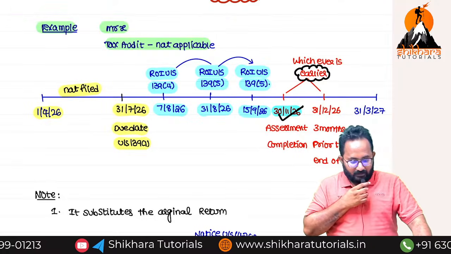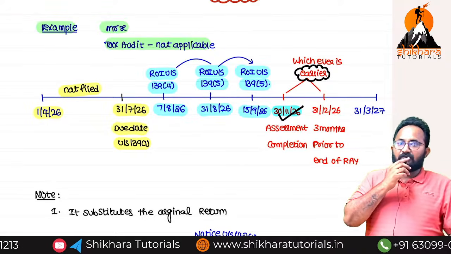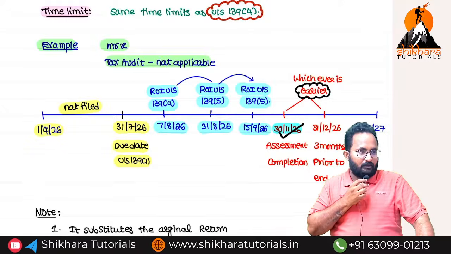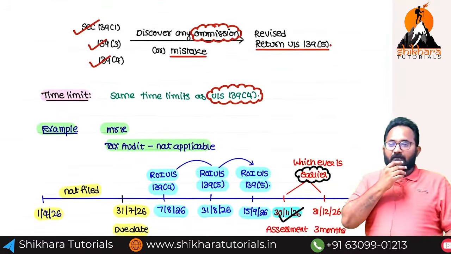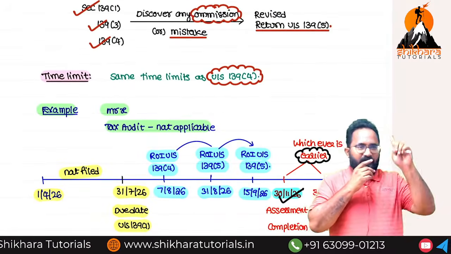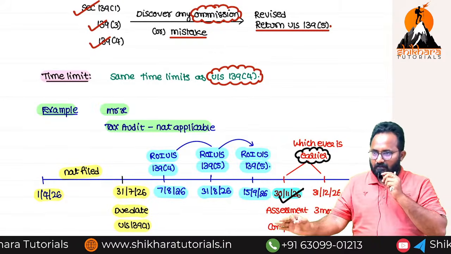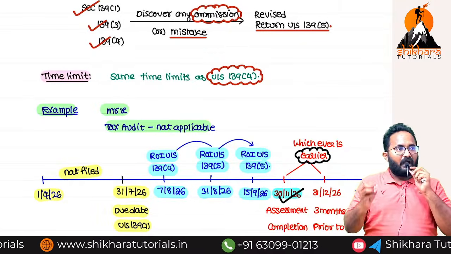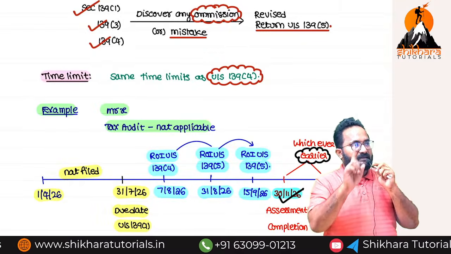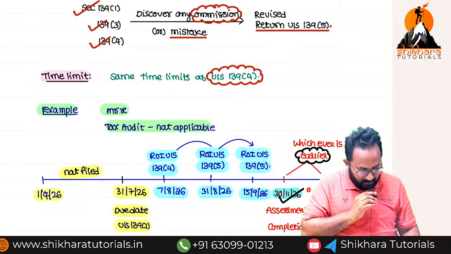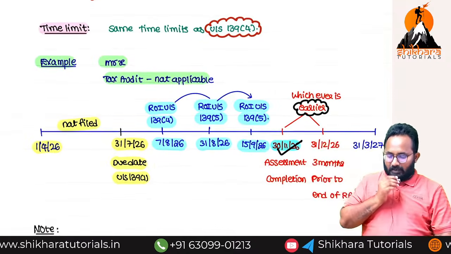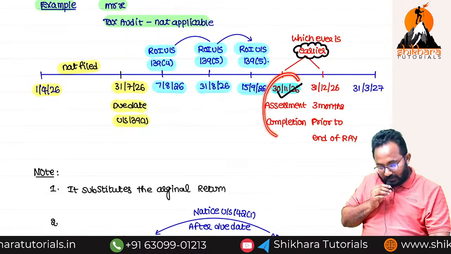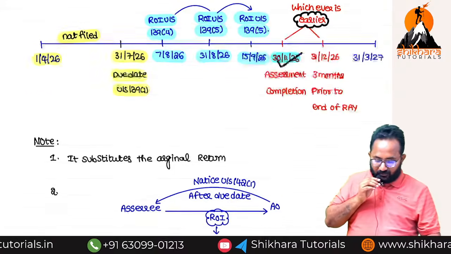Understood? Now whatever the note points we are going to discuss, these note points are very, very important. Now what are the types of returns we can revise? Original return, loss return, belated return, revised return also. How many times? Unlimited times. But one condition. What is it? Before the date. Whatever the last date given under this section, before the date, n number of times you can revise.